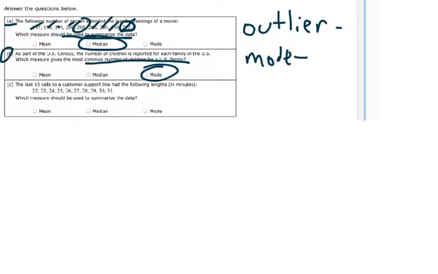The last 10 calls to a customer support line had the following length in minutes: 22, 23, 24, 25, 26, 27, 28, 29, 30, and 31. Which measure should be used to summarize the data? Again, there is no frequency, so mode would be out. So we're between median and mean. And again, there is no outlier. It's always a mean. It's average. We'd add all those up, divide it by 10. There were 10 calls, and that would give us the mean. It's the best choice for the data. Let's look at another problem.